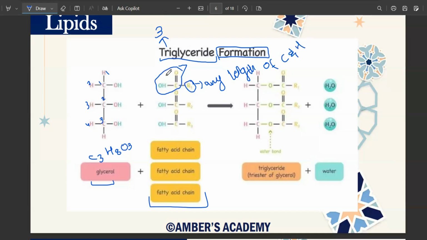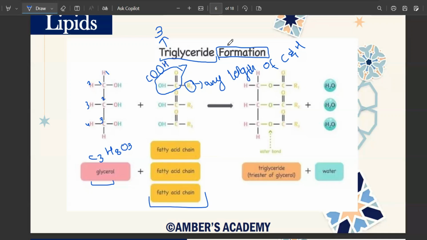Okay, so now moving towards the fatty acid chain. We have 3 fatty acid chains because we're talking about triglycerides. Here we attached the carboxylic group COOH and R2. Then again we attached a carboxylic group and then R3. So this is R1, this is R2, this is R3. All 3 of them are any length of carbon and hydrogen, and these are carboxylic groups, COOH. Okay?